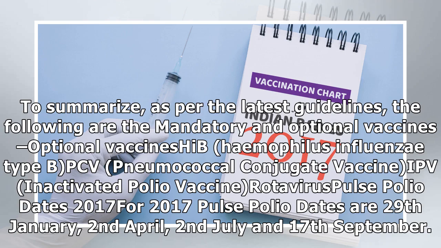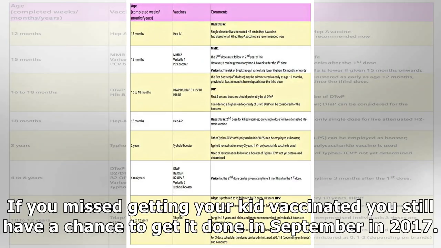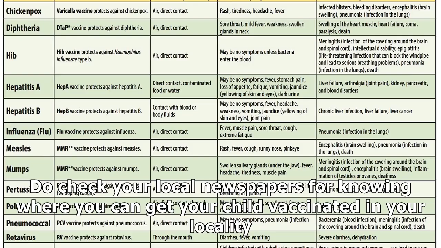Pulse polio dates 2017. For 2017 pulse polio dates are the 29th of January, the 2nd of April, the 2nd of July and the 17th of September. If you missed getting your kid vaccinated, you still have a chance to get it done in September in 2017. Do check your local newspapers for knowing where you can get your child vaccinated in your locality.